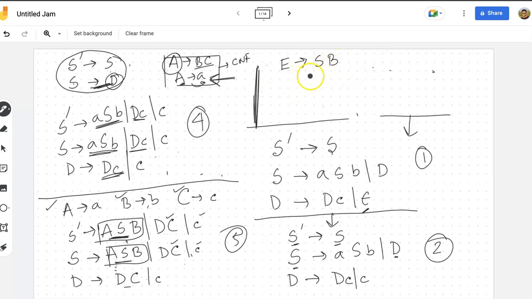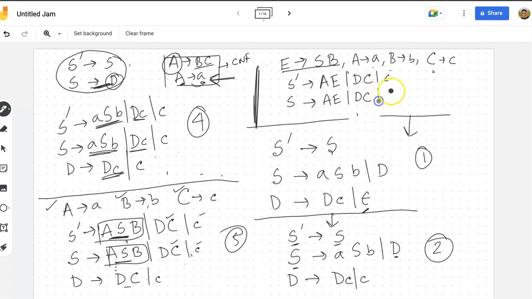Now what will be the rules? I am just introducing this new variable as per the CNF format. E goes to SB. Now what are the different rules we previously had? A to a, B to b, capital C to c. Now S dash will be AE, because SB is now E. DC is fine, small c is also fine. S will again be AE, then DC, then small c, and D will be DC.